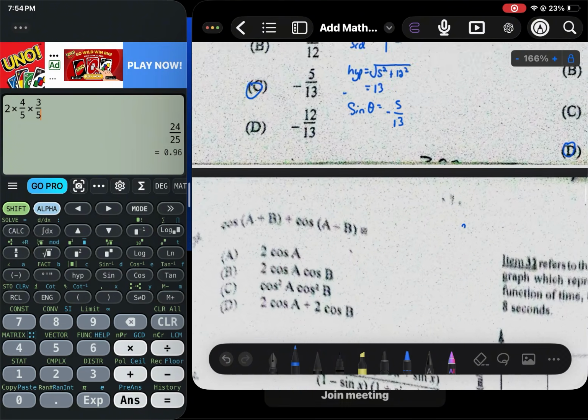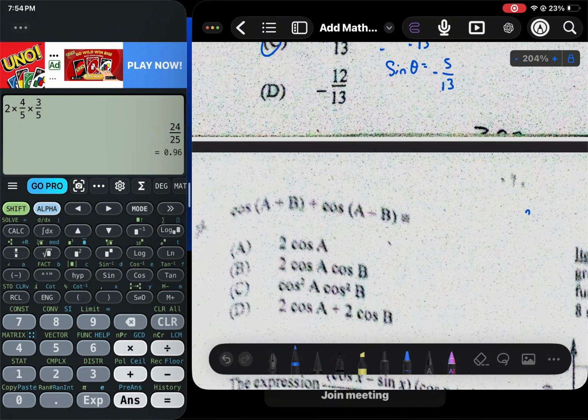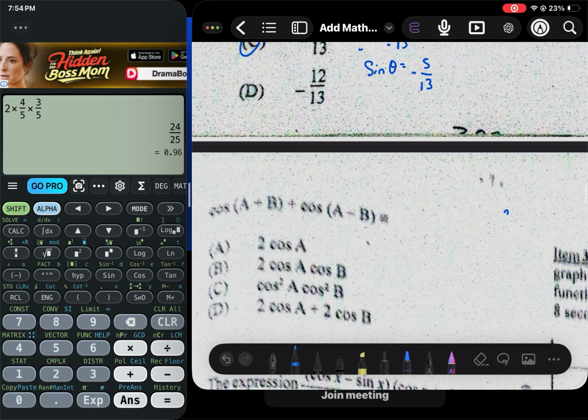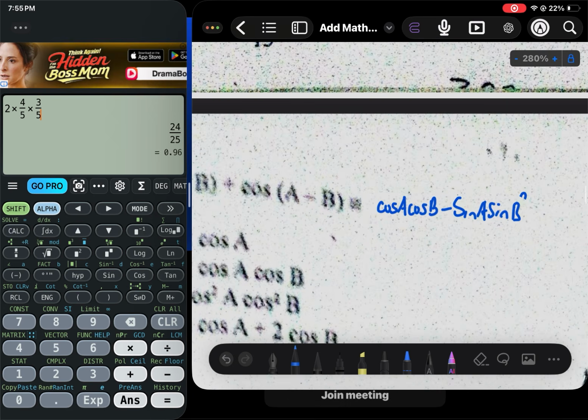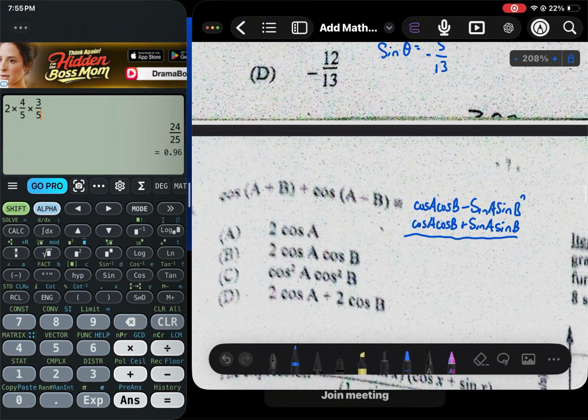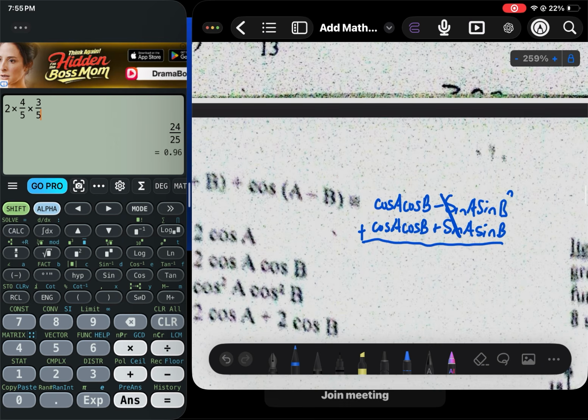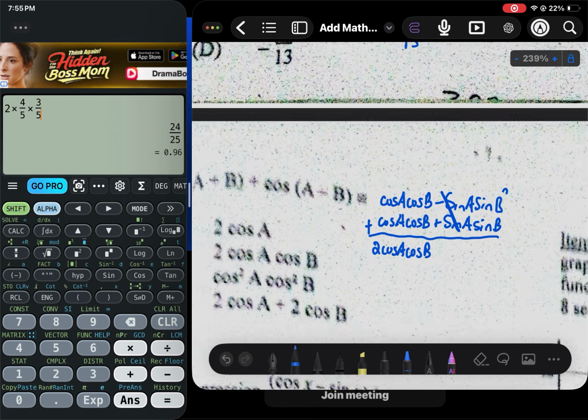Cosine A plus B plus cosine A minus B. So we know that cosine A plus B is equal to cosine A cosine B minus sine A sine B. And we know that cosine A minus B is equal to cosine A cosine B plus sine A sine B. And it asks us for the sum, so we're adding them. So these two would cancel out and we'll be left with 2 cosine A cosine B. So our answer is B.